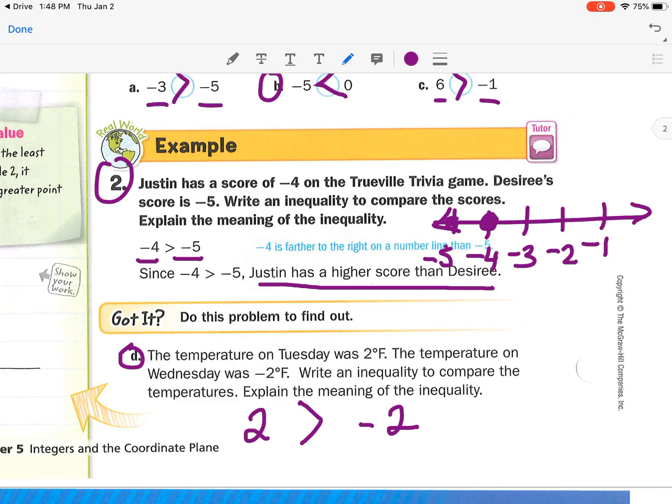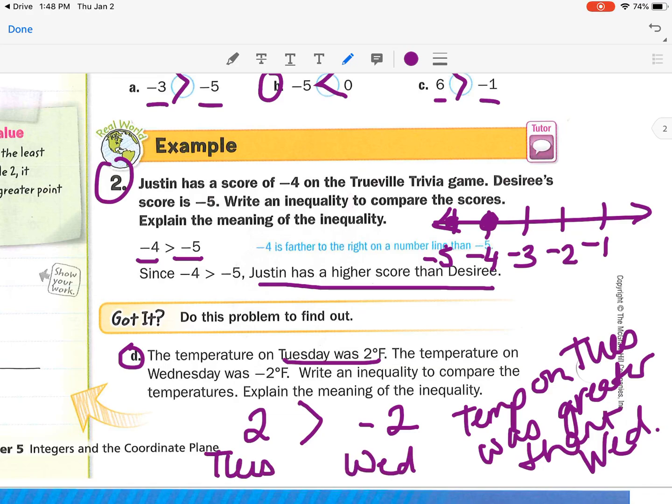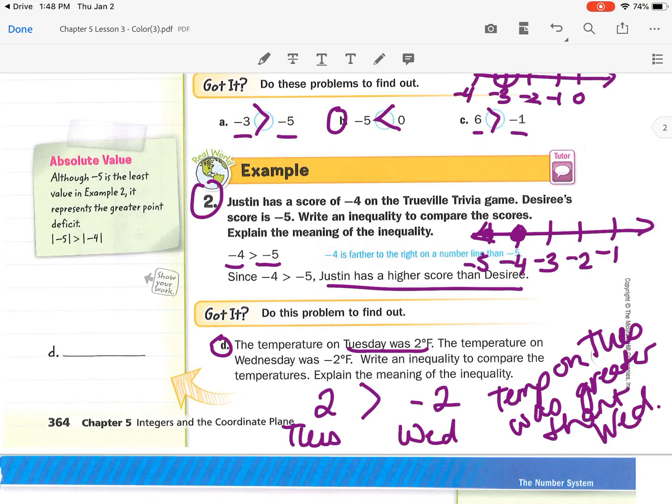So what does that tell me? Explain the meaning of the inequality. It tells me that the temperature on Tuesday was greater than Wednesday, which is true. Because this was Tuesday's temperature and this was Wednesday's temperature. So if we think of it that way, Tuesday was greater than Wednesday, so therefore the temperature was greater on Tuesday than it was on Wednesday.